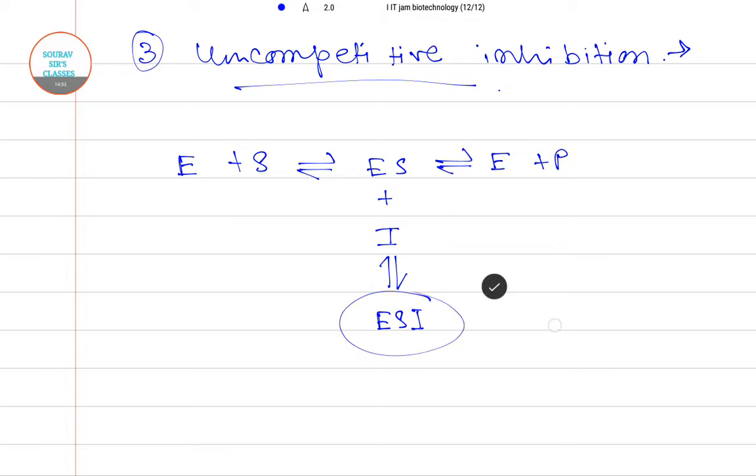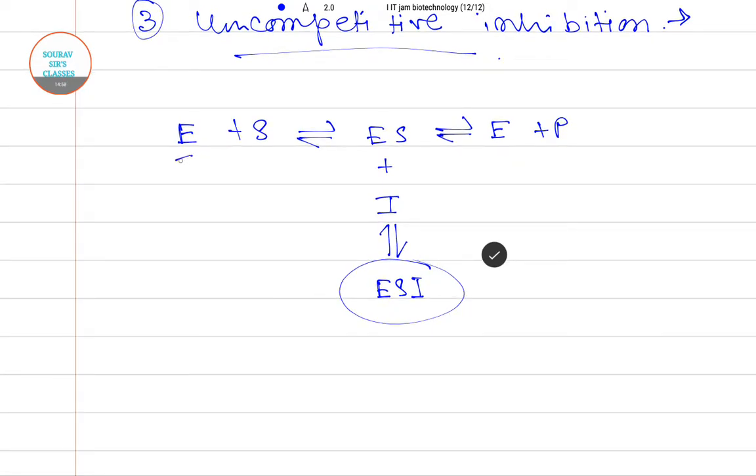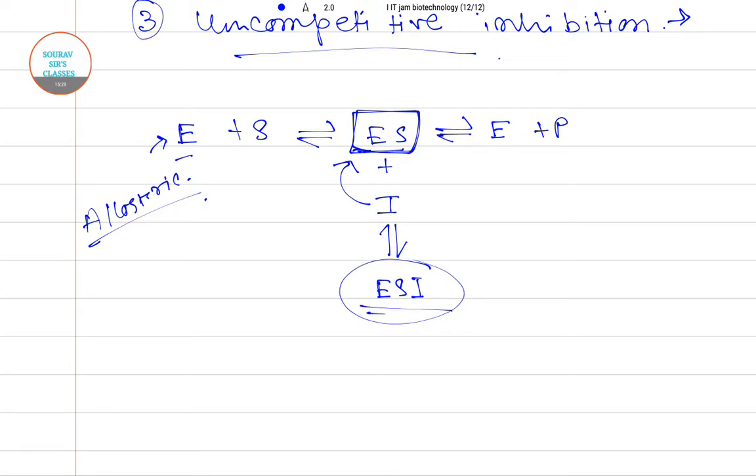So in non-competitive inhibition, what I have shown is that the inhibitor can also bind directly to the enzyme first. But in uncompetitive inhibition, the inhibitor binds to the allosteric site of the enzyme like a non-competitive inhibitor, but only after forming the ES complex does the inhibitor bind to the ES complex and form this ESI complex.